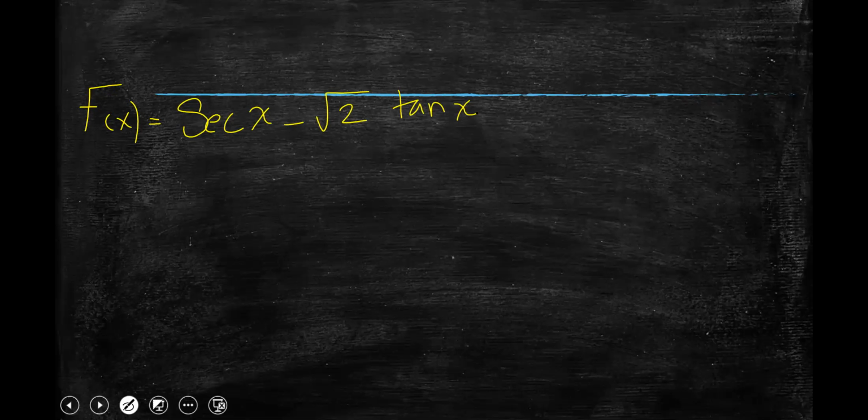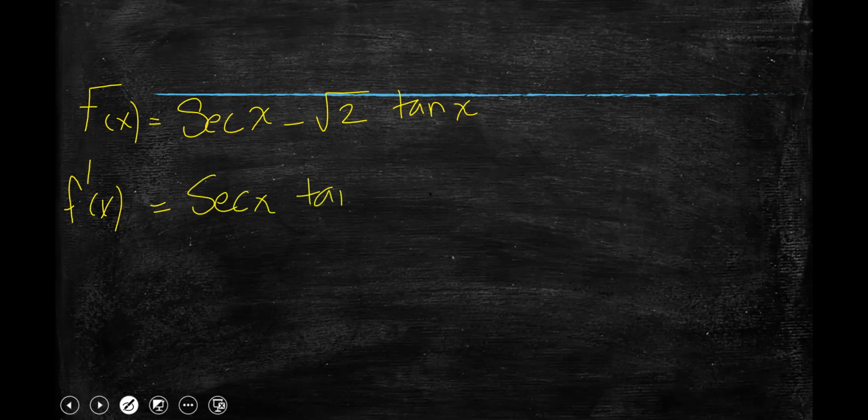Now f of x is secant x minus square root of 2 tan x. Here I have to find f prime of x. What is the differentiation of secant? Secant tan, minus square root of 2, you keep it outside. What is the differentiation of tan? Secant squared x. So here, this is the final answer.